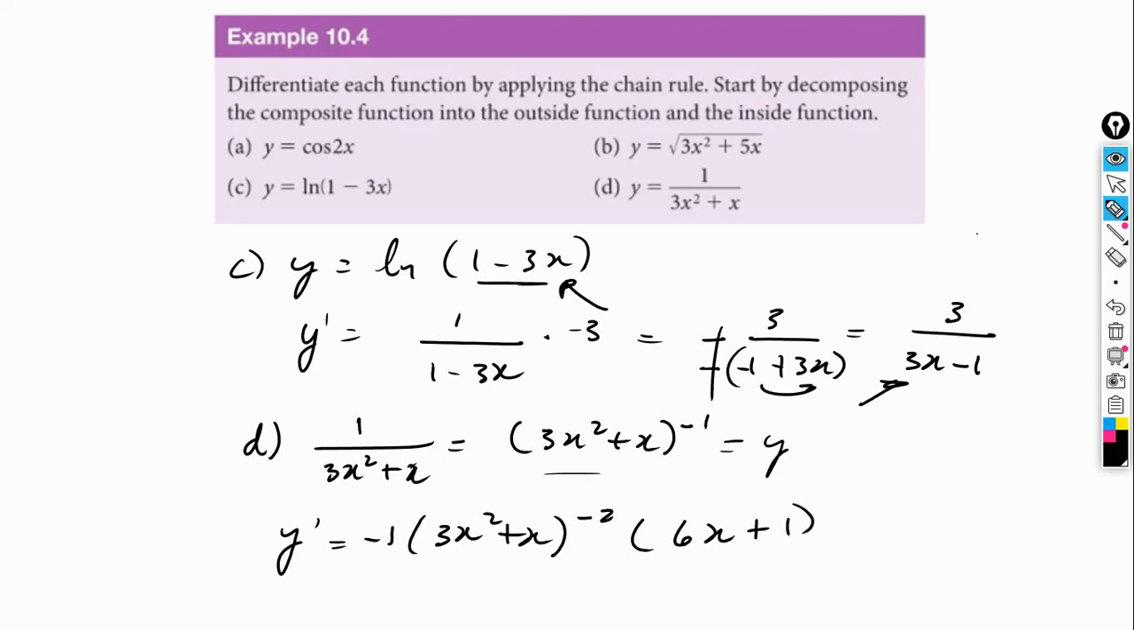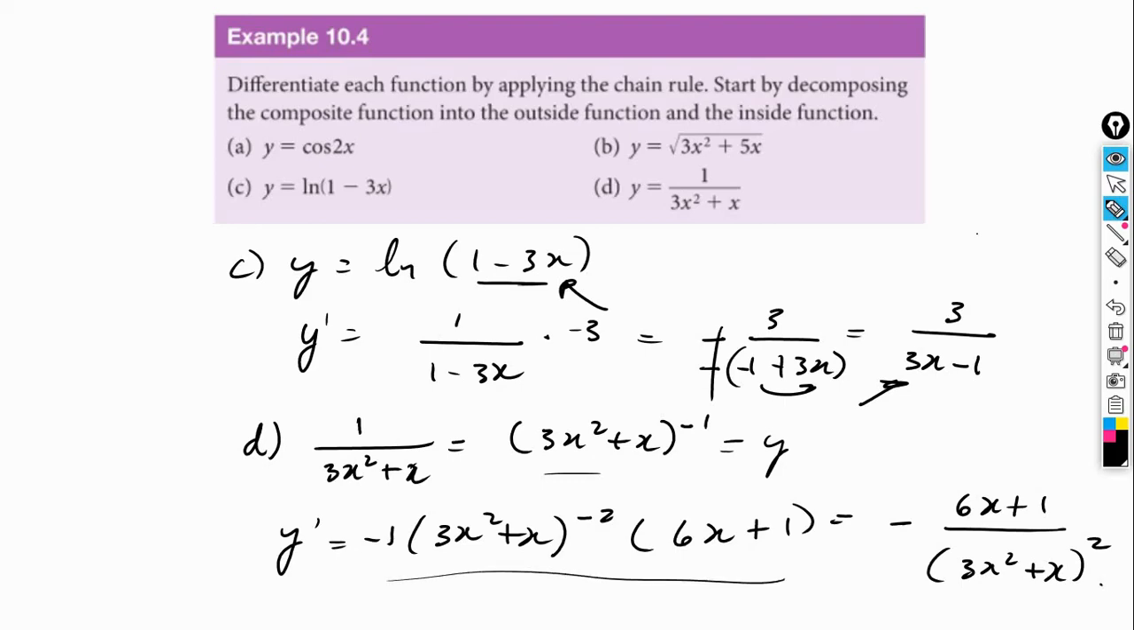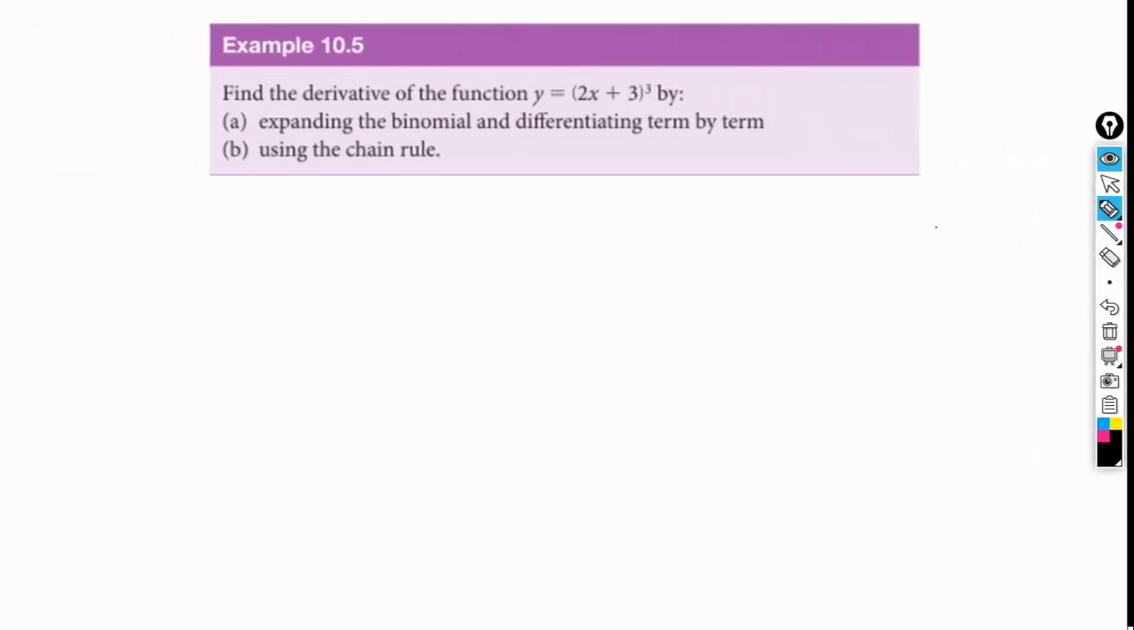And then we can simply rewrite this as being equal to minus 6x plus 1 over 3x squared plus x, all squared. And we would stop there. Normally we don't expand these and anything like that. You would leave it in this exponential form. Sometimes you might even find it in this form. But you have to recognize that these are equal to each other.